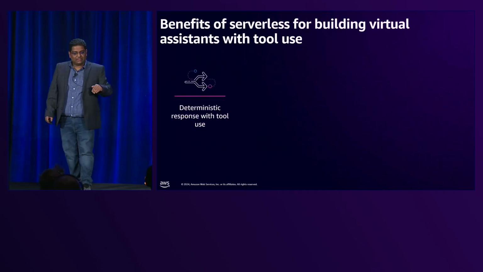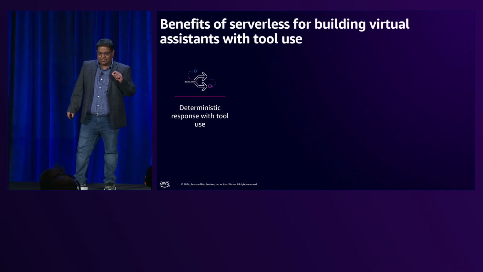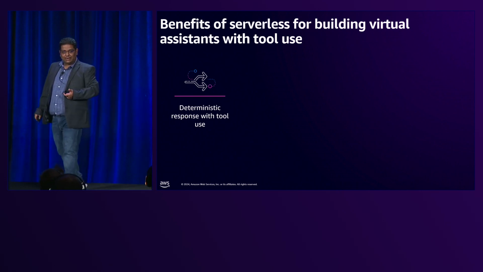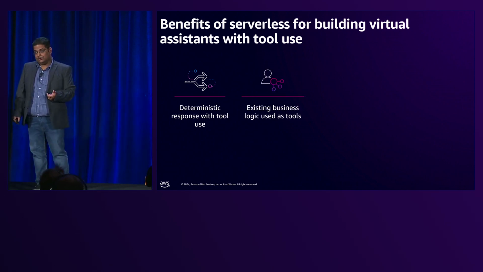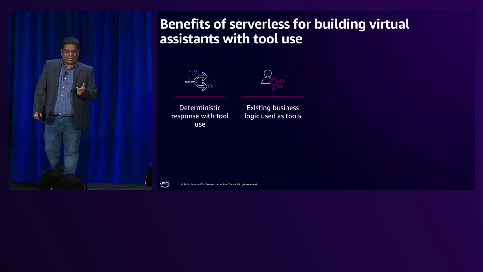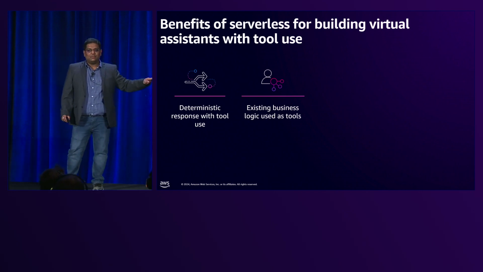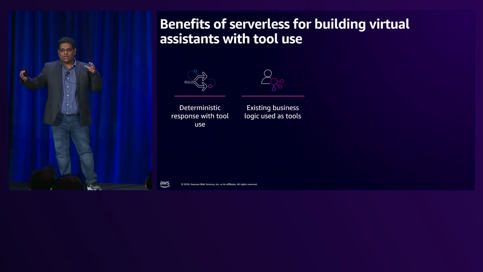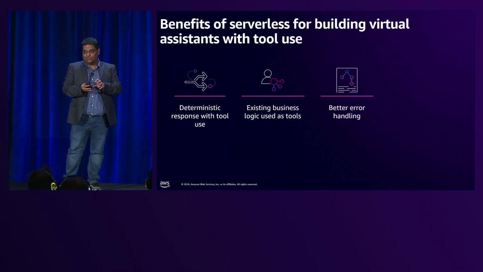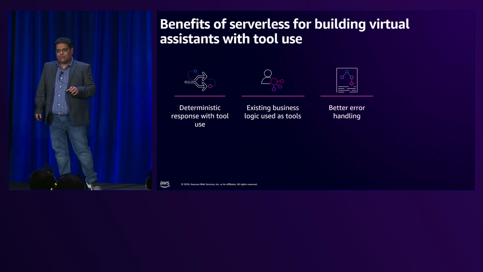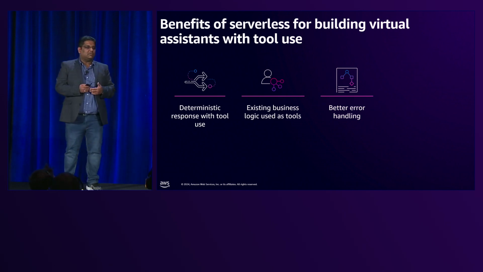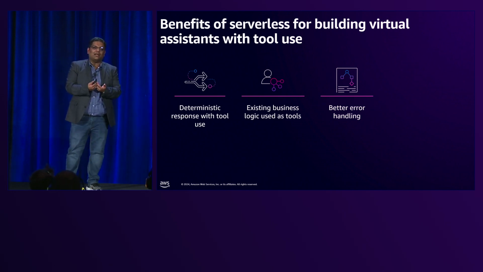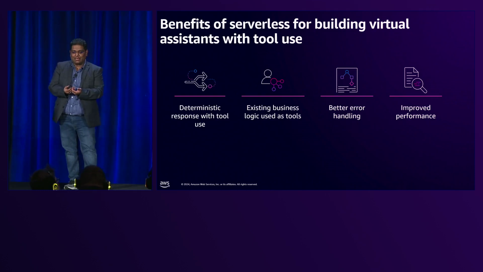So what are the benefits in this scenario? Since the token sizes are smaller, we get deterministic responses with tool use. You can execute existing business logic. Let's say in your enterprise, you have already defined how those 3 tools should behave as APIs. You can just plug them in as tools and make them work. And then you can do better error handling because step functions provides you that capability out of the box. Natively, you can handle that.